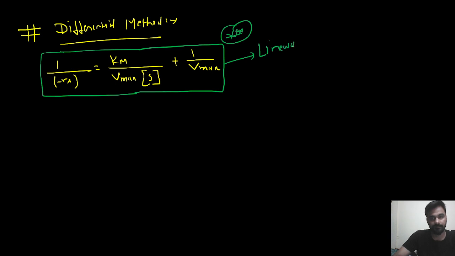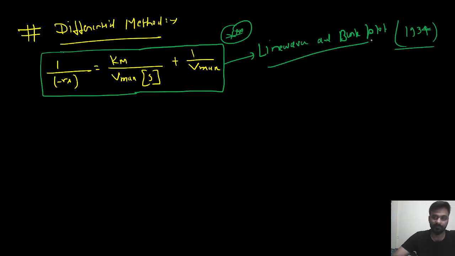This equation is known as the Lineweaver-Burk plot. It was given in 1934. So this plot is known as the Lineweaver-Burk plot. From this plot, you can also get some questions here.